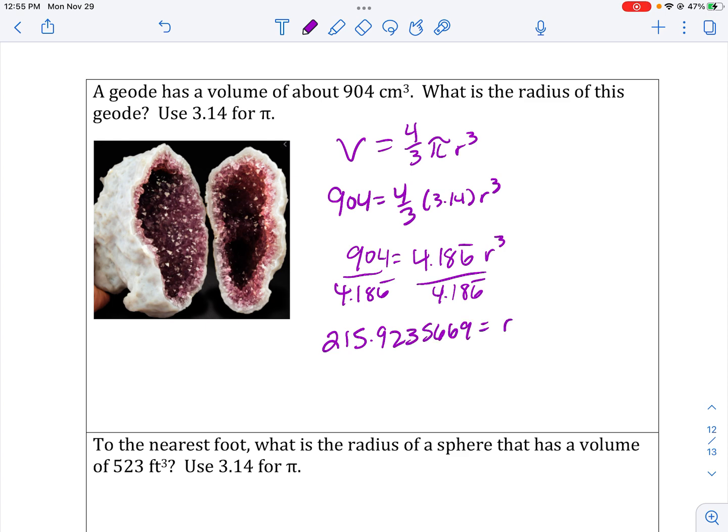And I get 215.9235669 equals r cubed. Now to undo the cubed, we have to cube root. And when I cube root, I get a radius of 5.99, so about 6 centimeters.